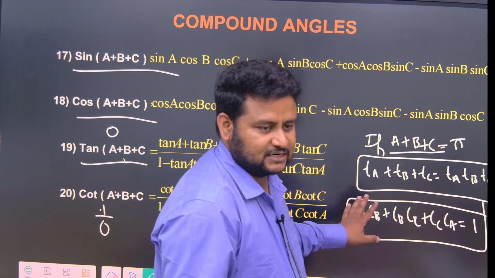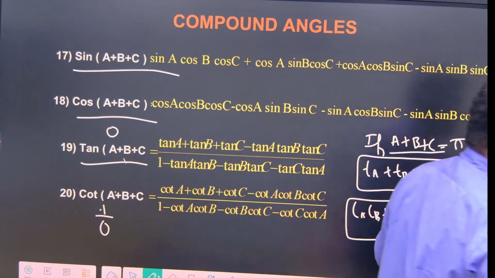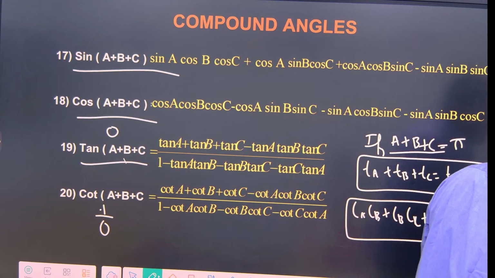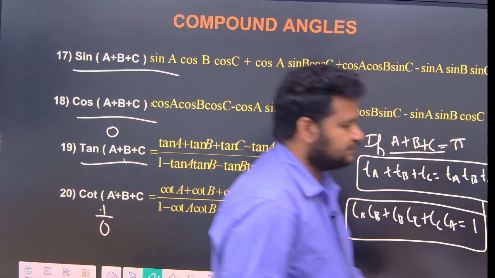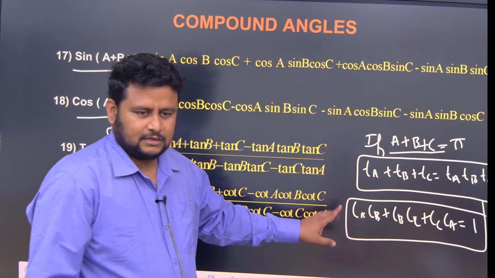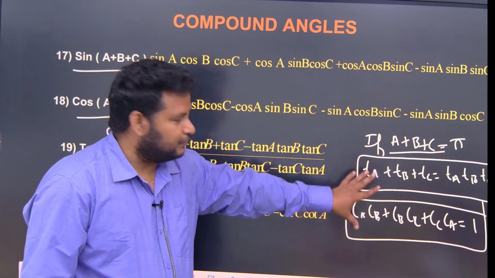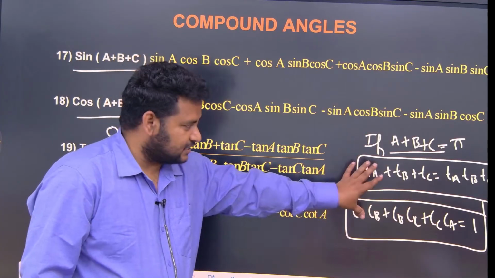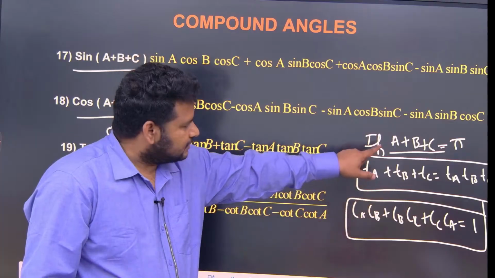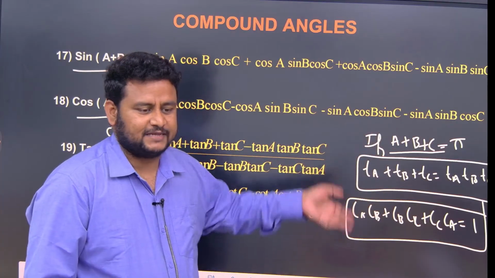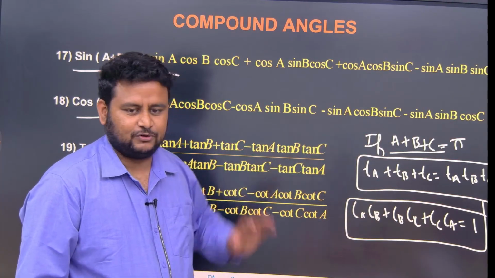Most important results. Which class or exam? This is for the EAPCET exam. So, clear? Understood? These important results, I will tell you, questions have come from here. That's why I am showing how it is coming. Otherwise I could have directly written this formula and asked you to learn it by heart, but they can ask a different value. Instead of pi, they can ask pi by 3, pi by 2, anything like that.